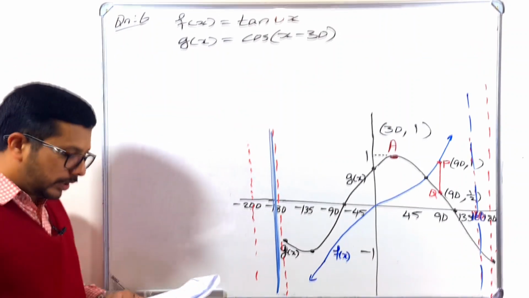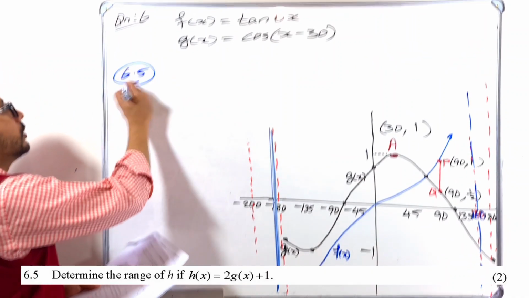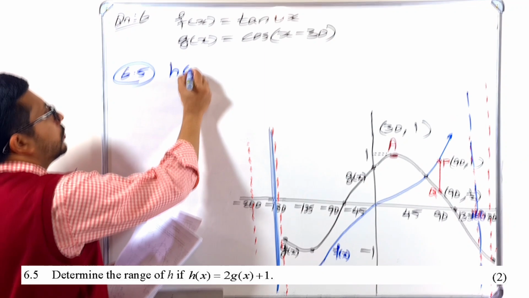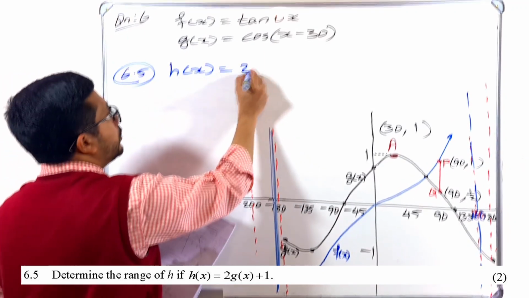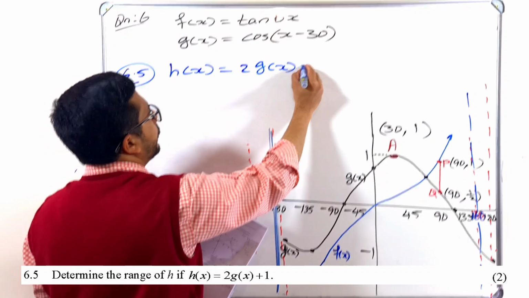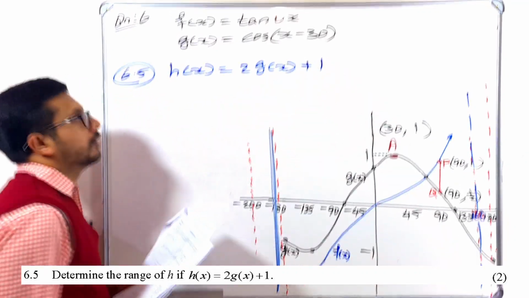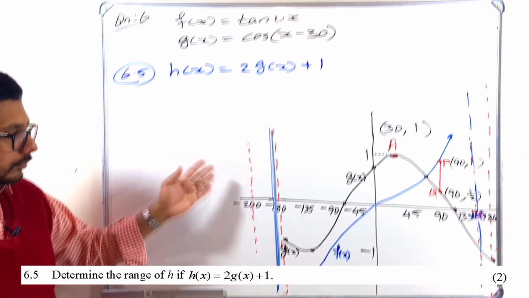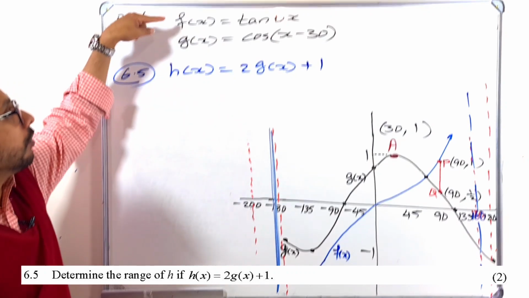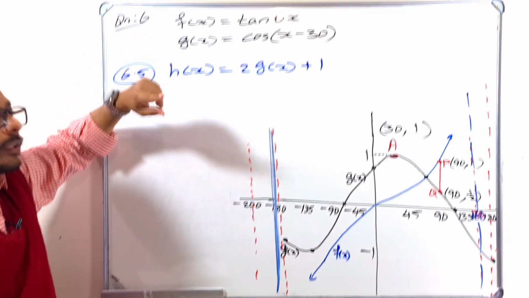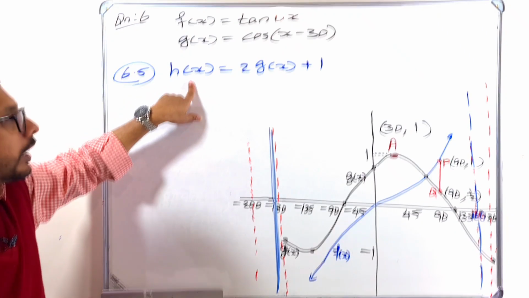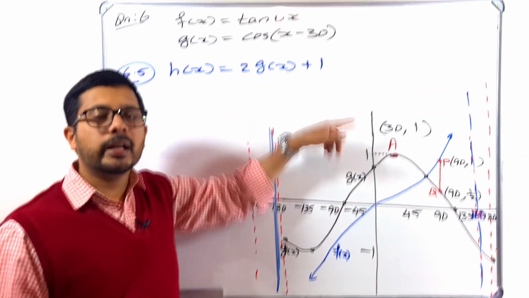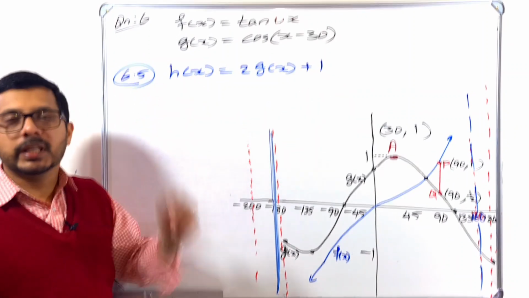Okay, now let's go to the next question, 6.5. What is that question? Determine the range of h if h of x is equal to 2 times g of x plus 1. So you have to find the range of h of x. And what is that h of x? That is not in our picture. We know only f of x and g of x, but there is a new function h of x, and they are saying that h of x is 2 times g of x plus 1, and the question is what is the range of this h of x.